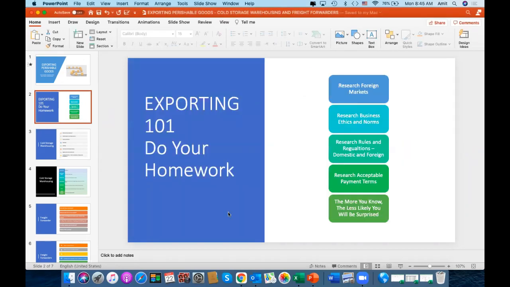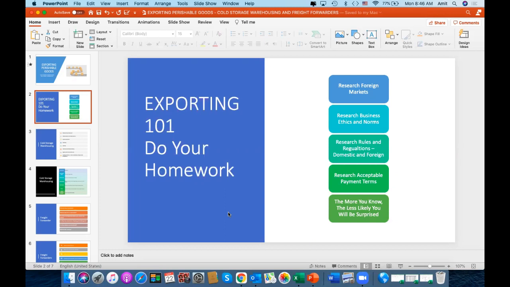So exporting 101, what does it require? It really requires you to do a lot of homework. You should do a lot of research on the markets you want to enter. There's an assortment of markets, as you know: Central America, South America, Asia, Europe, Pan-Asia. They're all unique in their own special way. So you should definitely research the market trends and what people are looking for to purchase in those markets. You should also research the business ethics and norms. What we do here in the States doesn't always apply to foreign markets. And so you should always be aware of norms that are acceptable in the markets you want to enter.